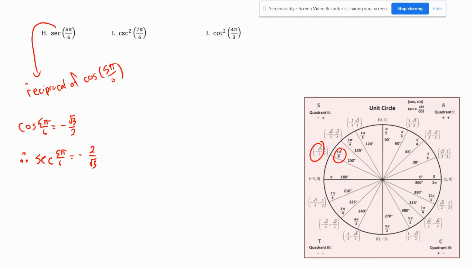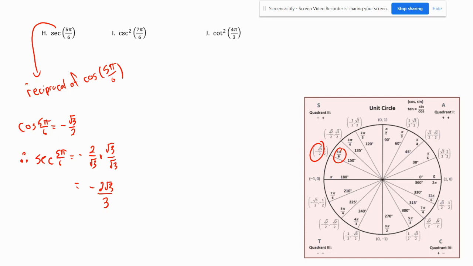Now what we should do here is rationalize our denominator. You're going to find that the standards are a bit looser in terms of rationalizing your denominator in this course. You'll see answers sometimes in the back of textbooks, or even on tests sometimes, where you have an irrational denominator. But we're going to do everything properly here. So I'm going to multiply times root 3 over root 3, which gives us negative 2 root 3 over 3. And this is our answer for secant 5 pi over 6.